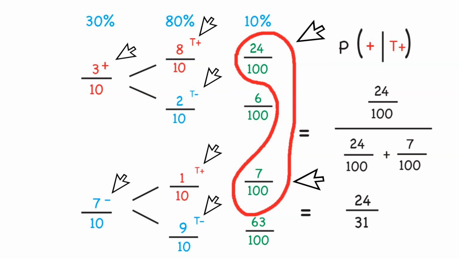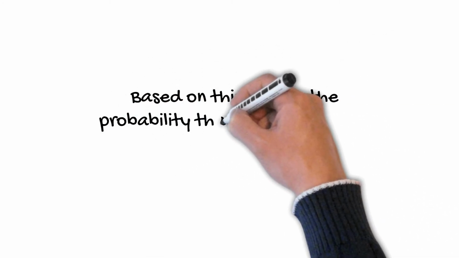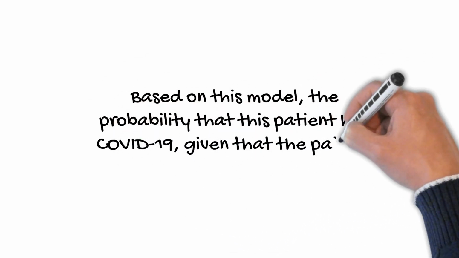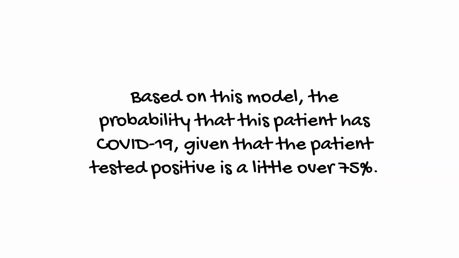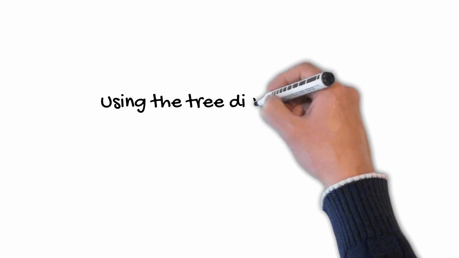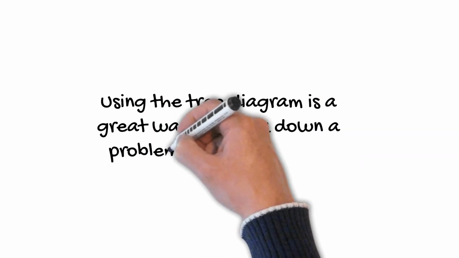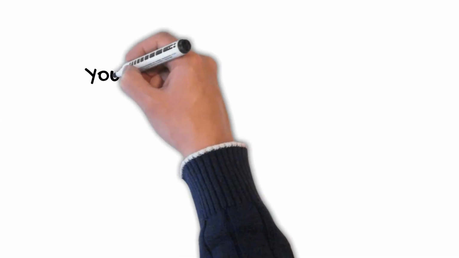So in other words, the probability that you actually have COVID, given that you tested positive, is just a little over 75%. 24 over 32 would be 3/4, 75%. So this is just slightly larger. But notice how it's not the 80. Now, understanding how that works and looking at the proportions and the tree diagram, I believe, is a nice way of breaking down a problem and looking at it in a very systematic way.